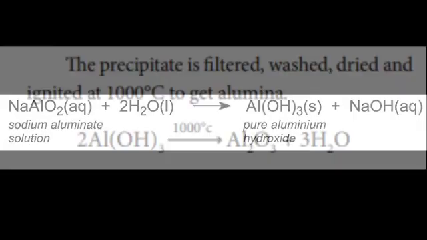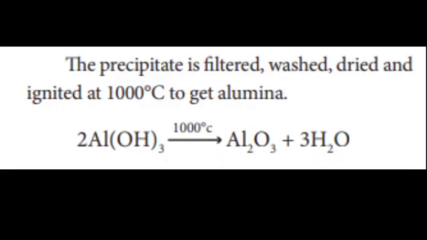Next, the precipitate is filtered, then washed, dried and ignited. Ignited means heated up to 1000 degrees Celsius to get alumina. 2Al(OH)3, that is aluminium hydroxide, is heated up to 1000 degrees Celsius to form Al2O3, alumina.